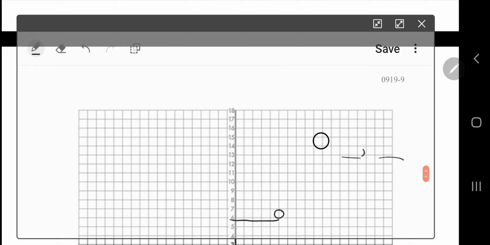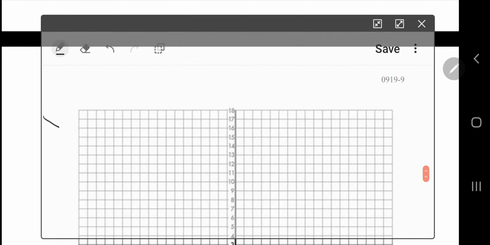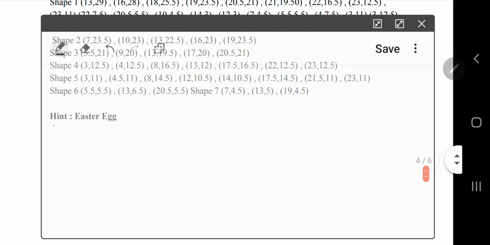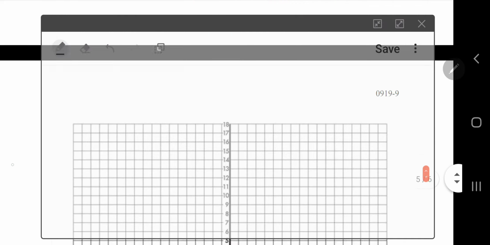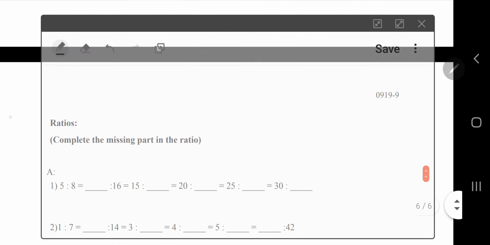Now, what you would do is you would graph all of those points and it would form an Easter egg. So that's the hint. So it's optional to color it if you guys want, just for fun. But that's up to you guys.